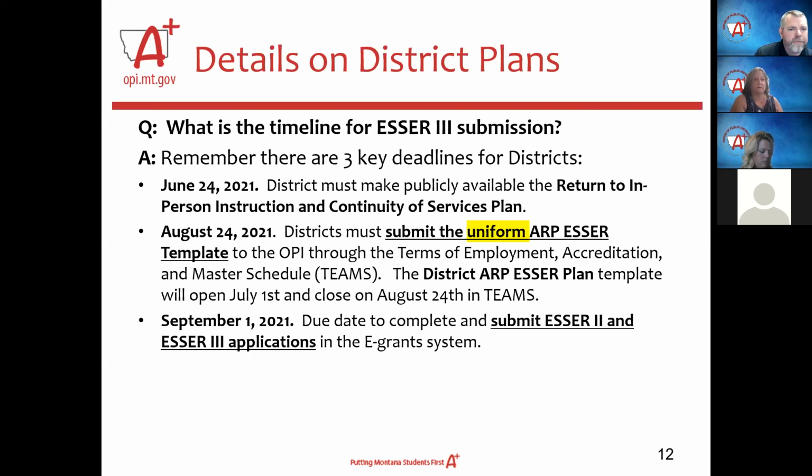The second date: if you think of SR3, there are 3 phases to the application process. First is the posting of that safe return plan to your school website. The second is August 24th. That's when you submit the uniform ARP ESSER template through OPI. And we're actually going to use Teams to collect that information. That's why it's really important that you use the template that we provide.